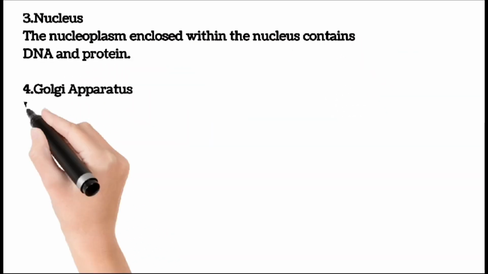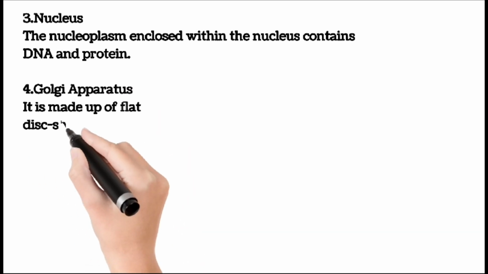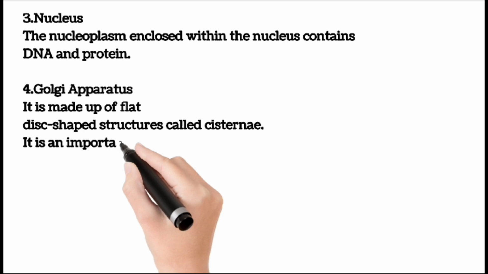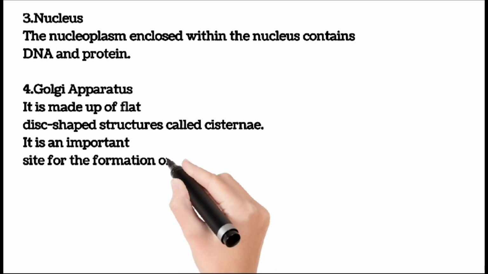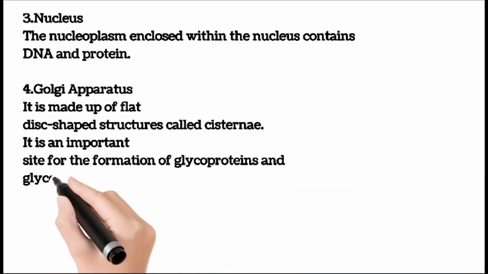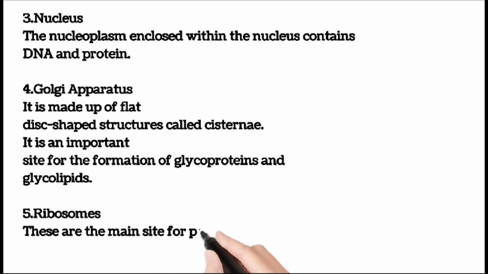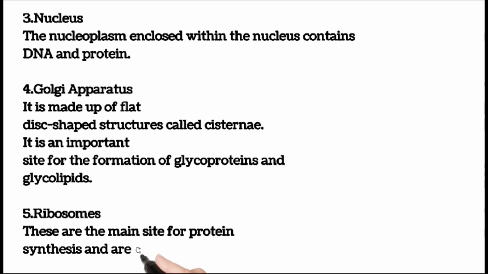Golgi apparatus. It is an important site for the formation of glycoproteins and glycolipids. It is made up of flat disc-shaped structures called cisternae. Ribosomes. These are the site for protein synthesis.